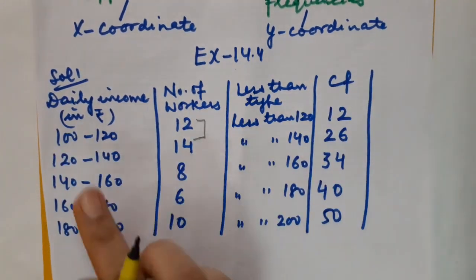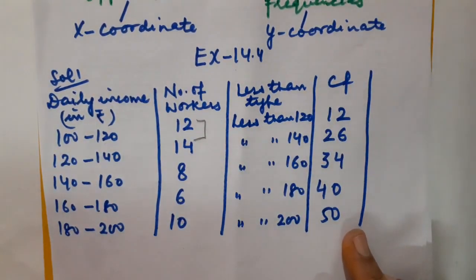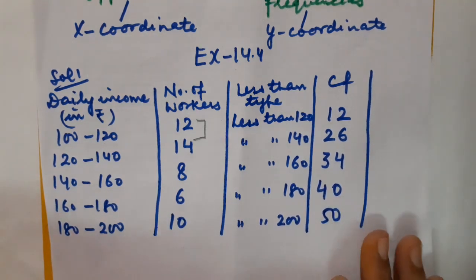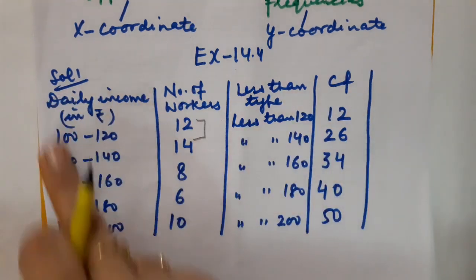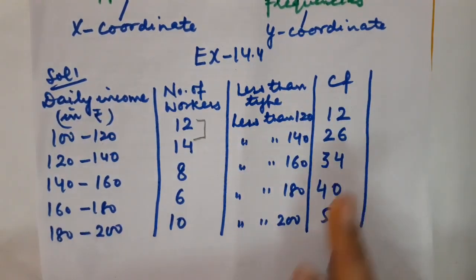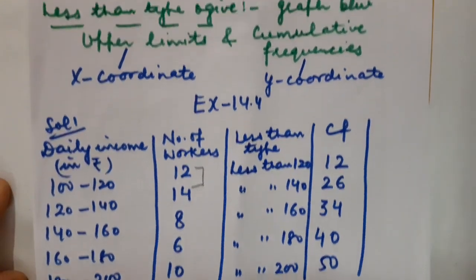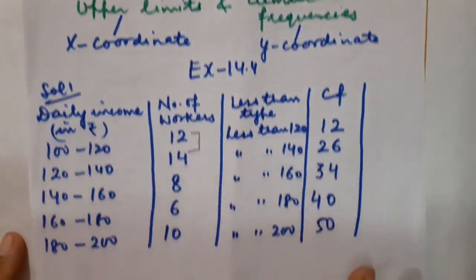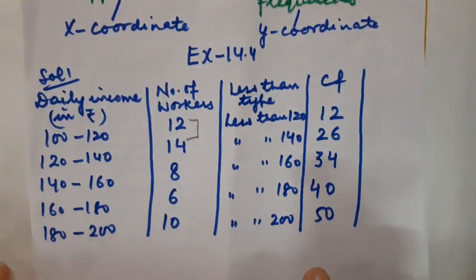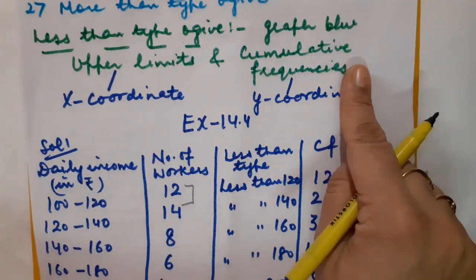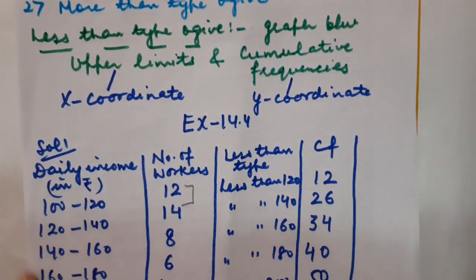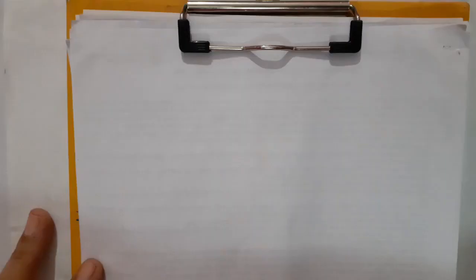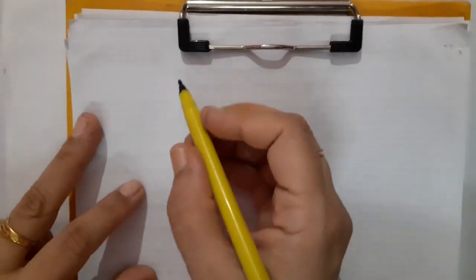So children, this is the cumulative frequency distribution table using less than type, which we require to make the less than type ogive, means the graphical representation of this table. Got it? As I have just told you, the upper limit will be considered as x coordinate, and the corresponding cumulative frequency will be considered as y coordinate. Correct? So children, let us start drawing the graph.